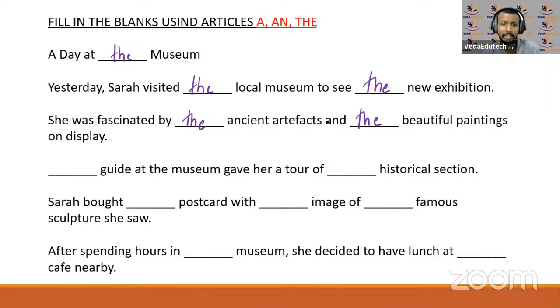Now, a guide in the museum gave her a tour of the historical section. Right. Now again, what is that? A guide. There will be many guides over there. A guide at the museum gave her a tour of the historical section. In every museum there are different sections.